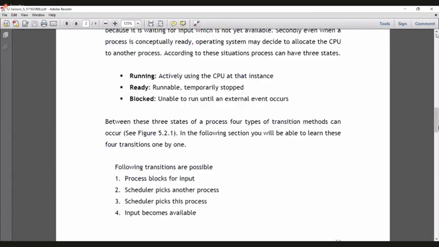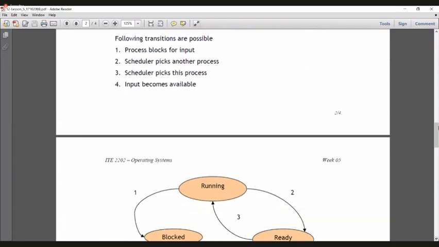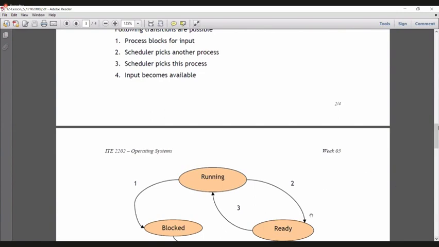So what is the first one? First one, process blocks for input. So you move it. If you need input while you are running, you move it to blocked state so that you can give this processing chance to another ready process. Okay. So first one is process blocks for input. So if you are waiting for an input, you can put that to blocked state.